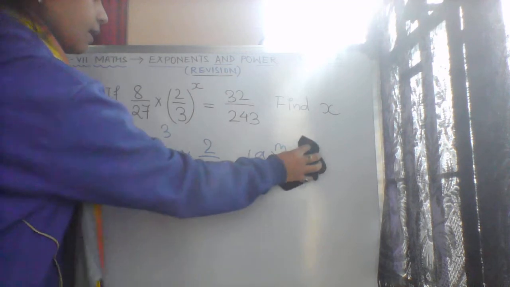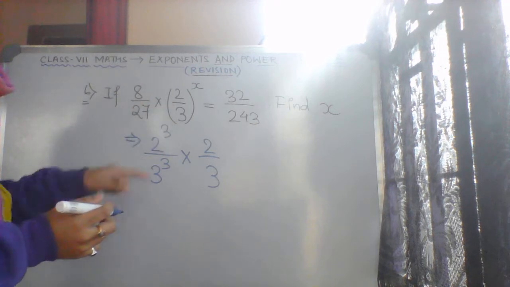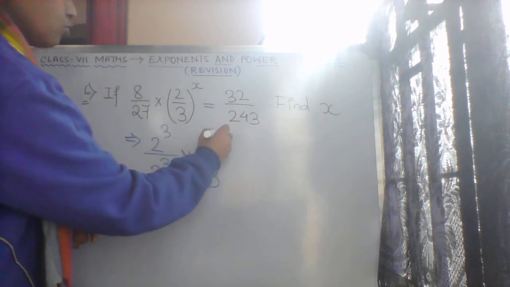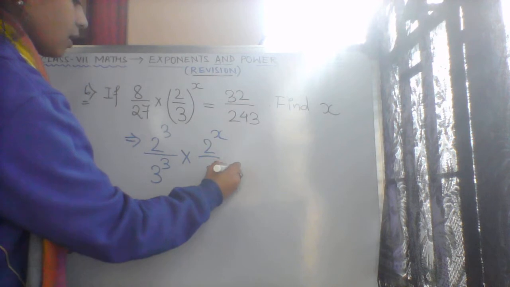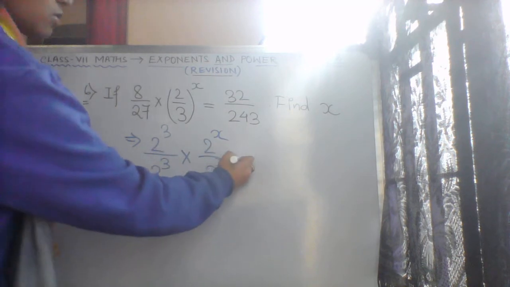Similarly here also we will do the same thing. It is (2/3) to the power x. So I can write 2 to the power x divided by 3 to the power x. We can write equals to.